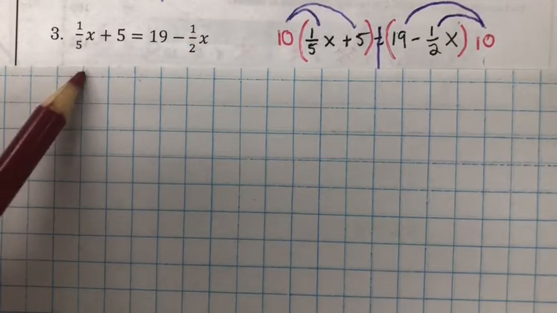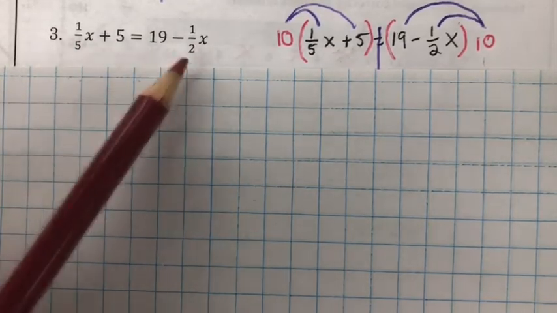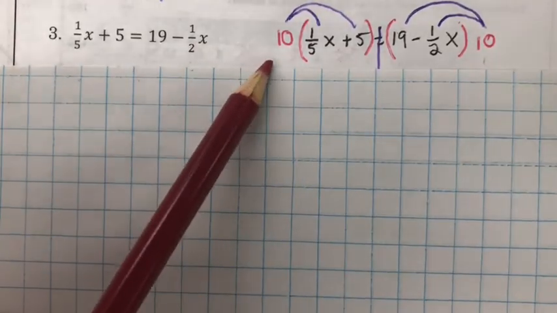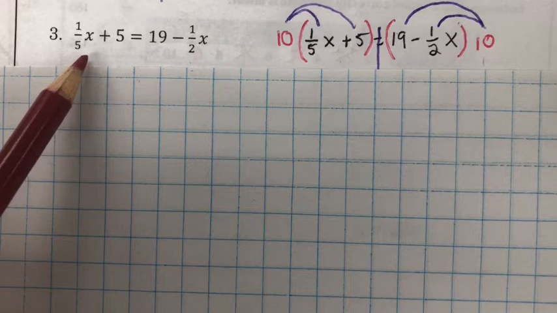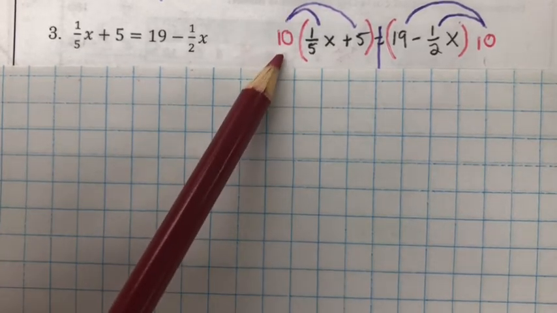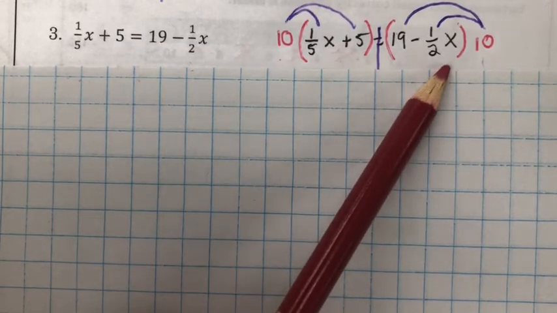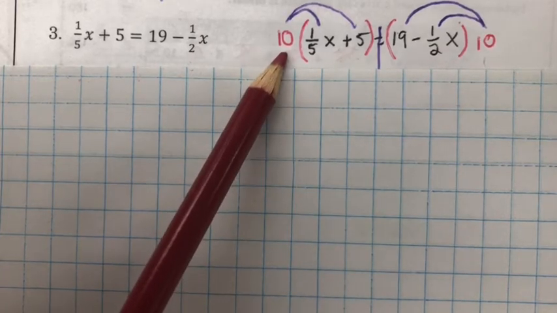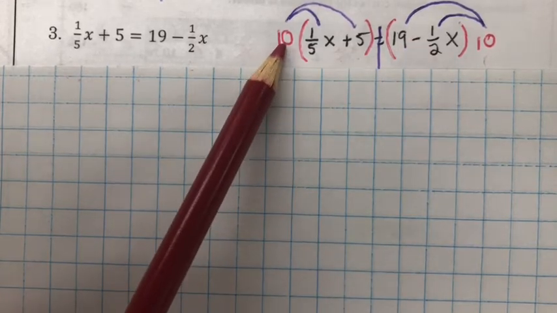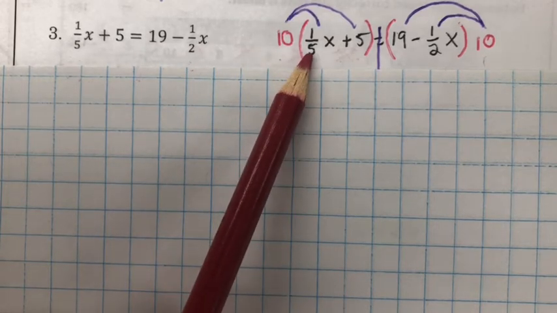For number 3, I'm going to use the fraction buster method to eliminate the denominators, the 5 and the 2. And you want to multiply by the greatest common multiple of 5 and 2, which is 10. So now when I multiply both sides, I have to multiply every term by 10. So I'm going to distribute that to these two terms, and then on the right side, distribute it to these two terms. So 10 multiplied by 1/5 is 10 divided by 5 is 2.